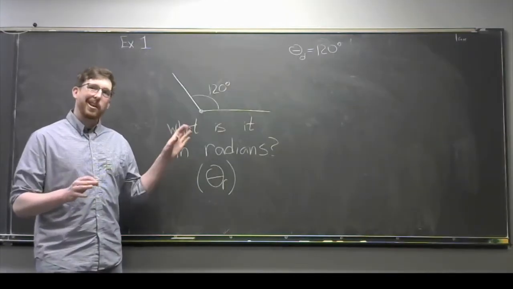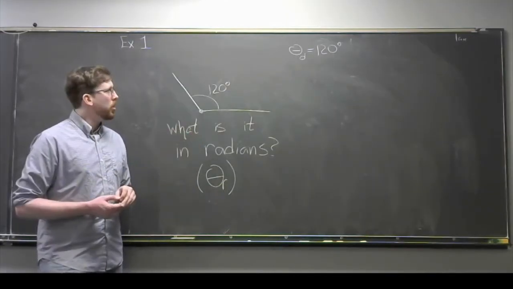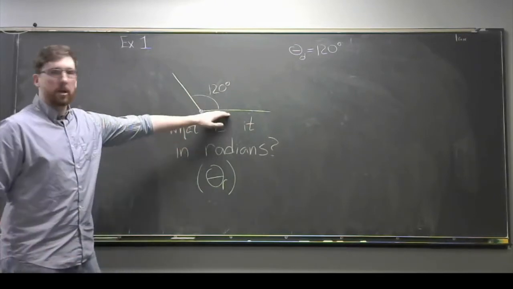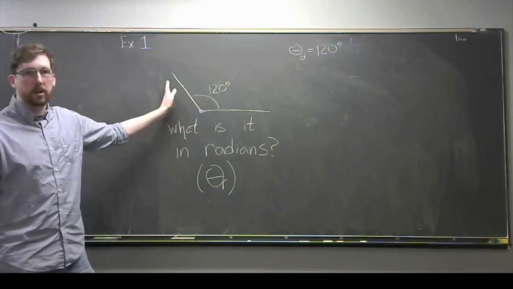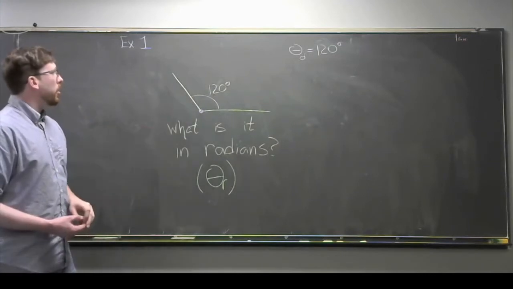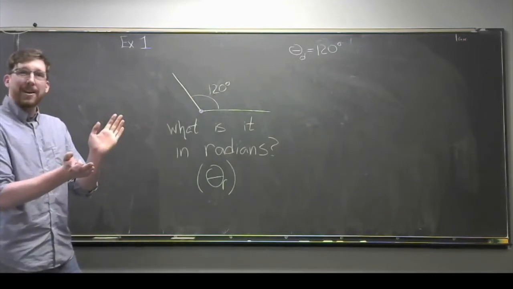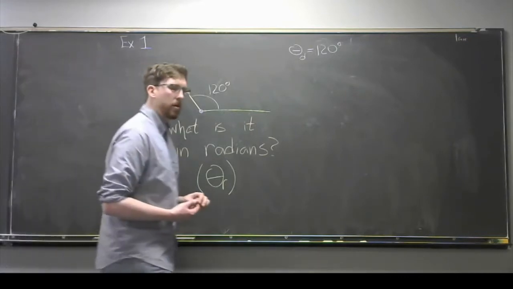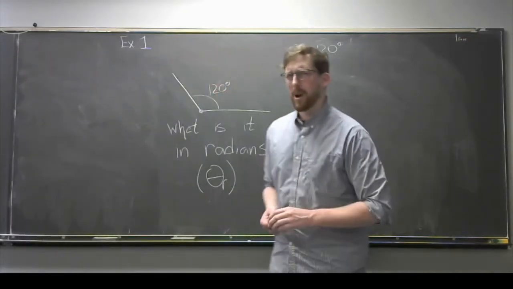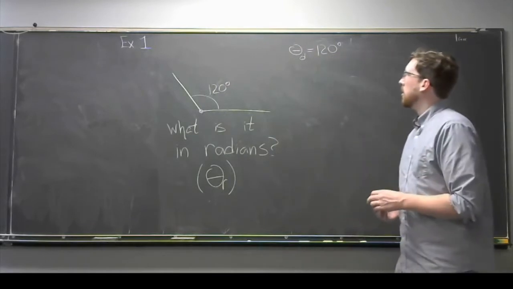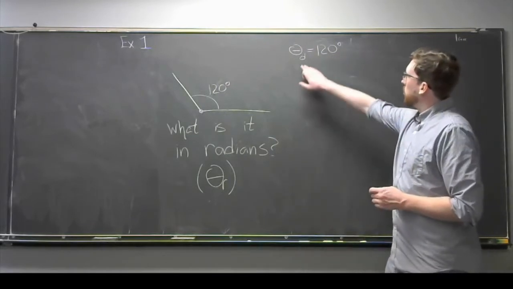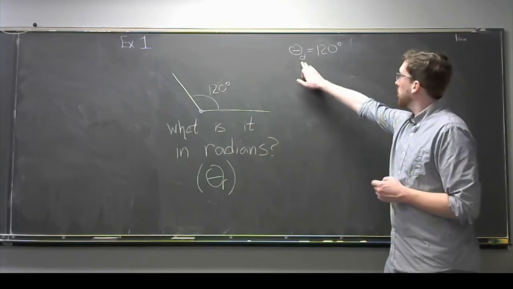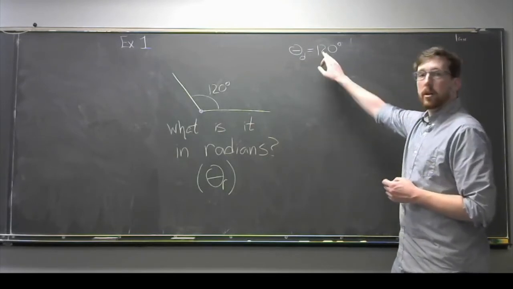So, this first example, we're given a triangle. We're given just our base and our terminal end, right? Where the two ends are separated by an angle of 120 degrees. Okay. I want to know what that is in radians. So, we know the angle in degrees is equal to 120 degrees.